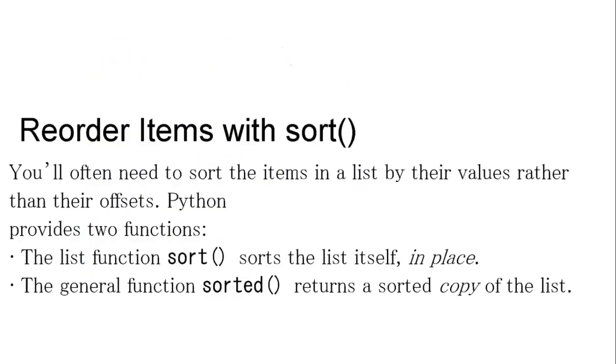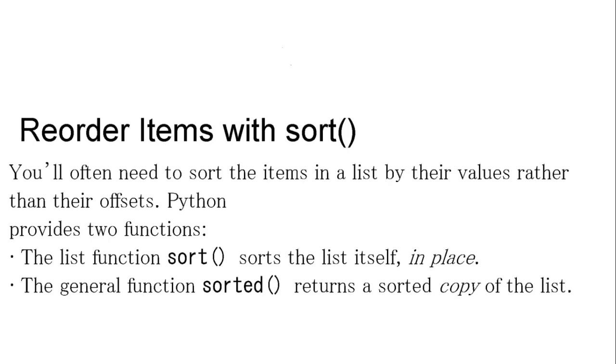Now, reorder items with sort. You will often need to sort the items in a list by their values rather than their offsets. Python provides two functions. Number one, the list function sort sorts the list itself in place. Number two, the general function sorted returns a sorted copy of the list.